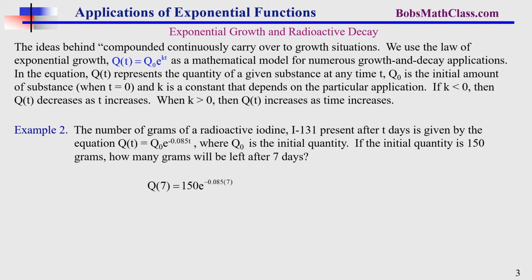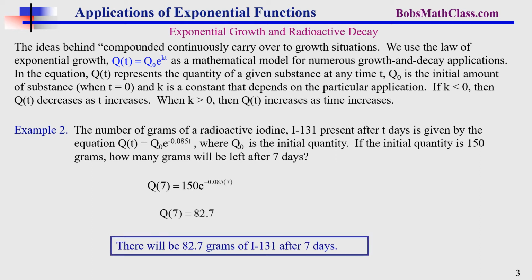So on the right-hand side, that's what you type into your handy-dandy calculator, 150, then the E button, and then you type all that stuff in the exponent, and it should give you 82.7. So our answer is 82.7 grams after 7 days. So this radioactive iodine might be a material that somebody gets if they have thyroid cancer. It's not really this kind of a dosage, not in grams, but that's the idea.